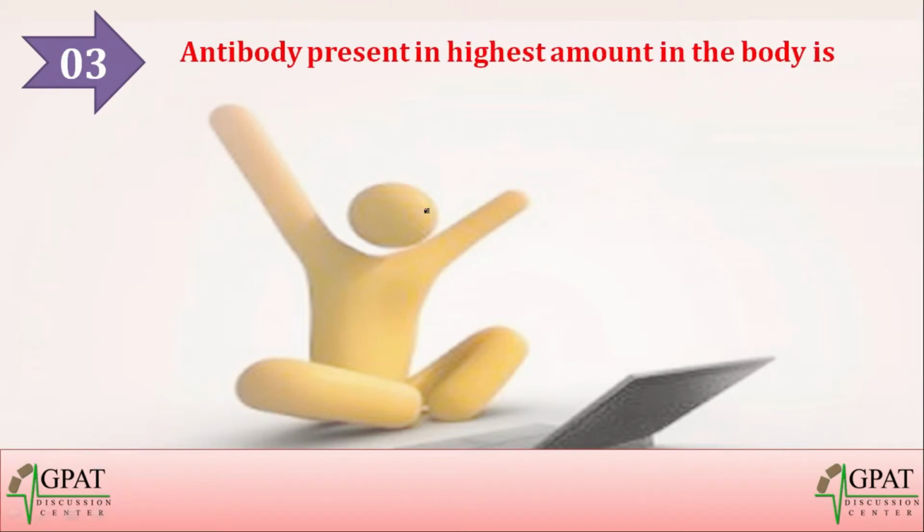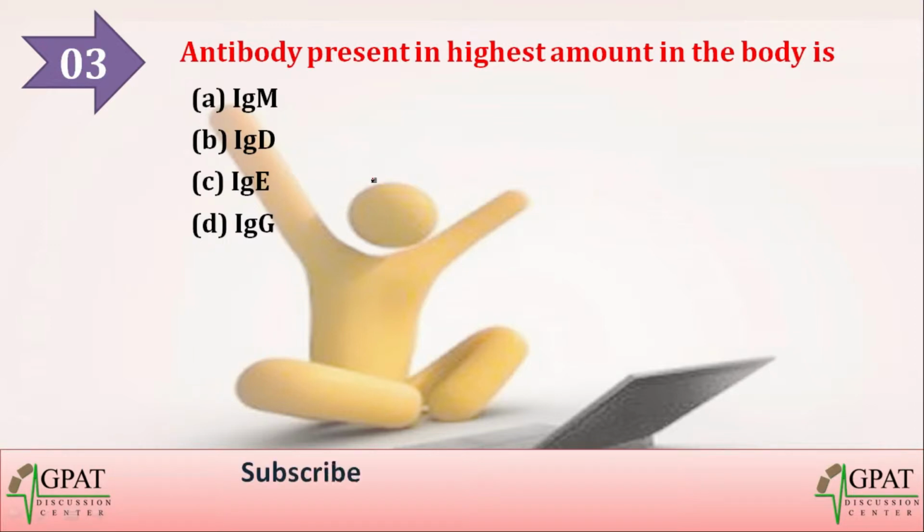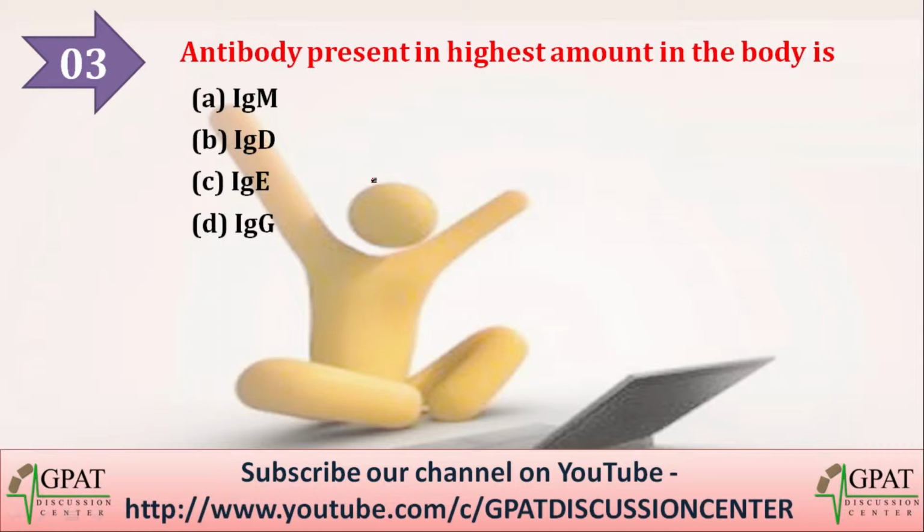The antibody present in the highest amount in the body is: option A, IgM; option B, IgD; option C, IgE; option D, IgG. Which antibody is present in the highest amount in the body? The correct answer is IgG; it is the antibody present in the highest amount in the body.